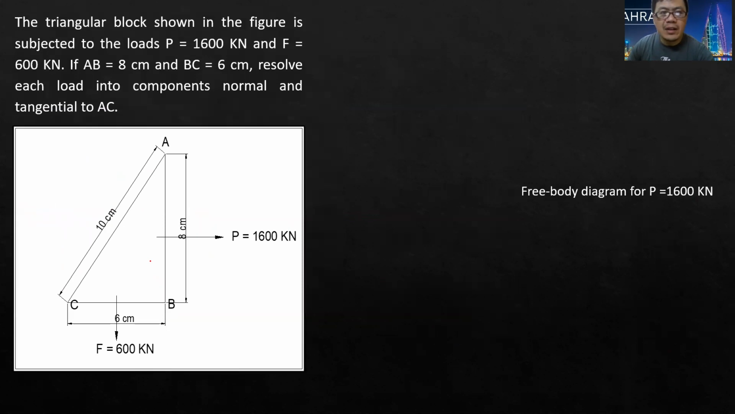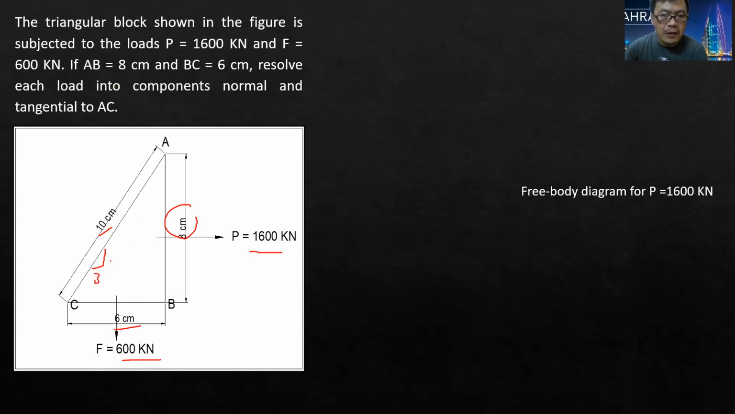Now, let us have another example here. The triangular block shown in the figure is subjected to the loads of P, which is equal to 1,600 kilonewton, and F, which is equal to 600 kilonewton, as you have seen in this figure. AB is equal to 8 centimeters, and BC is equal to 6 centimeters, and this side is 10 centimeters.